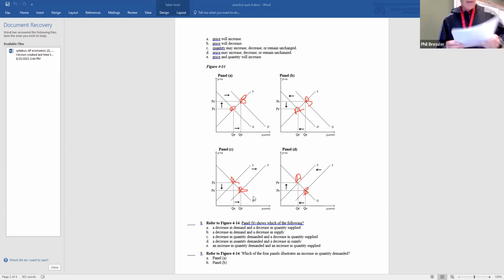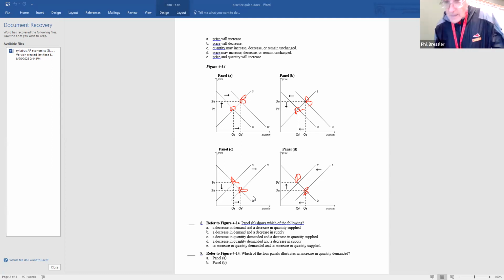All right. Now I'm going to refer to figure 4.14. Which of the following four panels represents the market for winter coats as we progress from winter to spring? All right. As we're going to spring, the demand for winter coats is going to decrease. I would call that taste and preference. People are not in the spring needing winter coats.